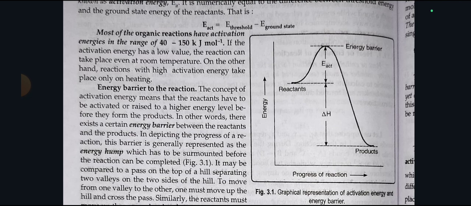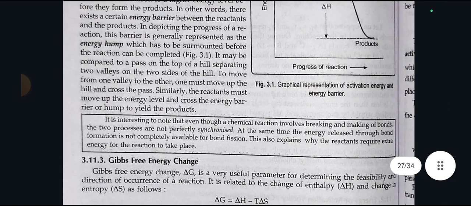Energy barrier to the reactions. The concept of activation energy means that the reactants have to be activated or raised to a higher energy level before they form the products. In other words, there exists a certain energy barrier between the reactants and the products. In depicting the progress of a reaction, this barrier is generally represented as an energy hump, which has to be surmounted before the reaction can be completed. Figure 3.1.